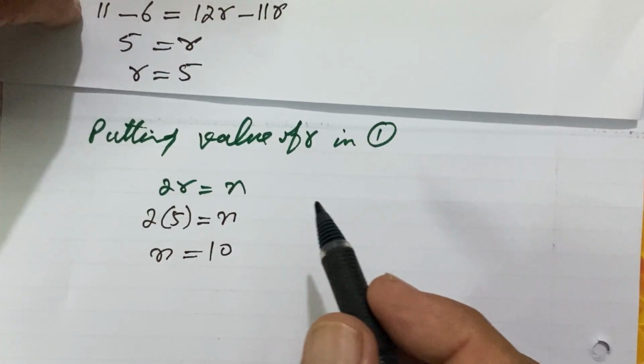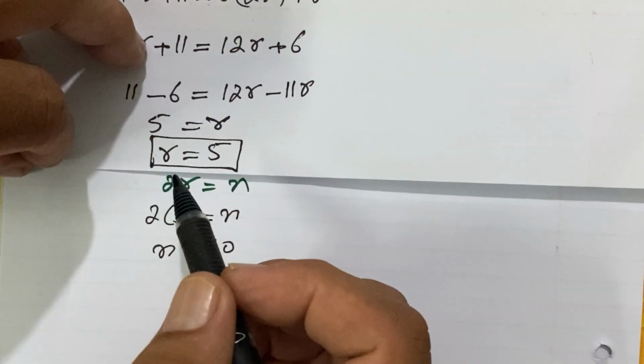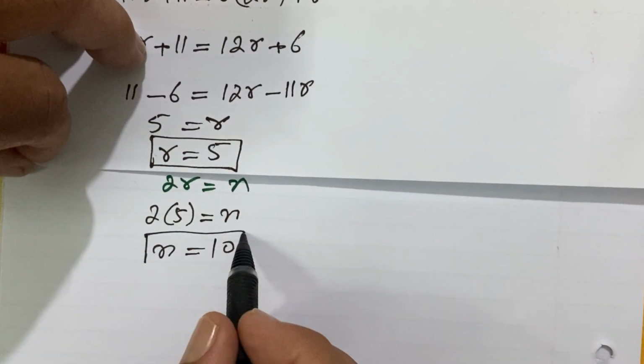Therefore, the solutions are: first, r is equal to 5; second, n is equal to 10.